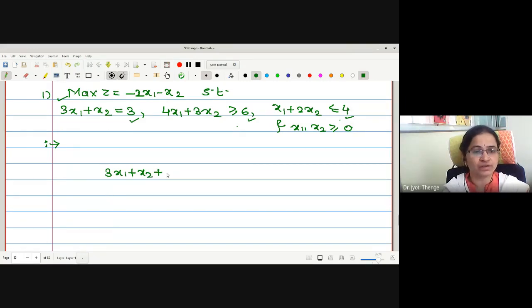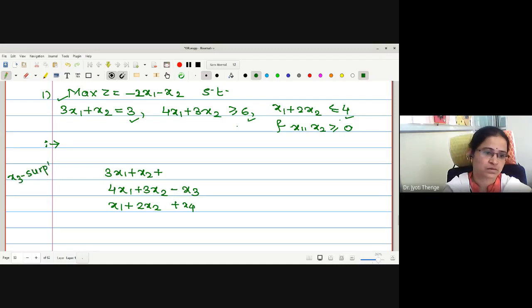Generally, we keep the artificial variable at last. But here I will not use x3 as the artificial variable. You can use it, no doubt. Minus x3. Here x1 plus 2x2 plus x4. Correct now? What is my x3? Surplus. What is my x4?